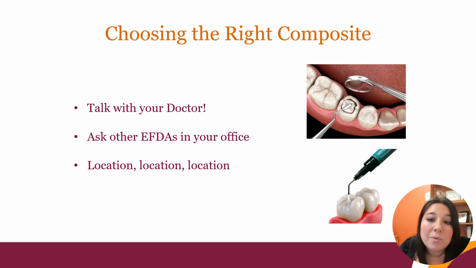And then also location. Flowable composites have lower filler volumes, and therefore they're just not as strong as packable composites. So just keep this in mind, especially when you're placing larger restorations that would benefit from the extra strength that the packable composite provides. Try to only use flowable in the box area of larger composites. You definitely don't want to fill up the whole preparation of a large restoration with flowable. It's just not going to turn out great.